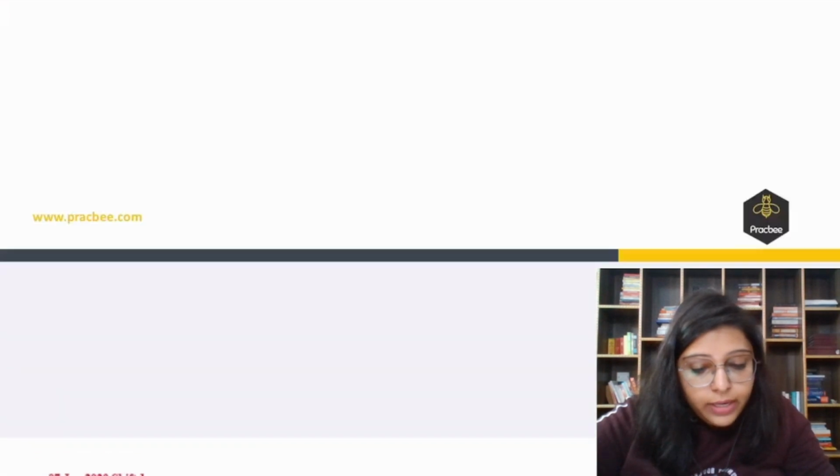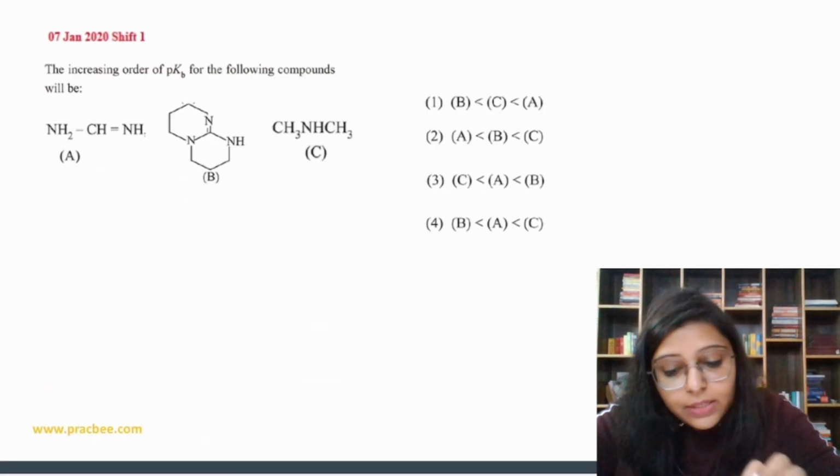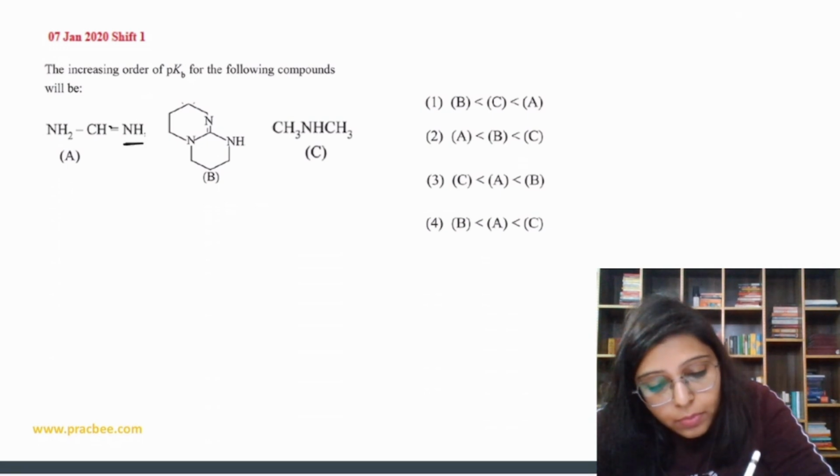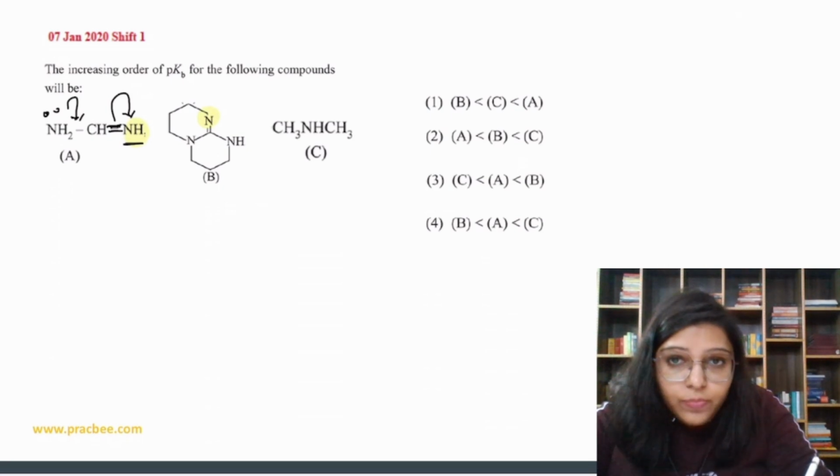Okay. Now let's do the next question. The increasing order of pKb, again we have to apply the same concept. So here we have a double bond NH. So if you see over here, the electron density on this nitrogen increases. Similarly, we can increase the electron density on this nitrogen, right?